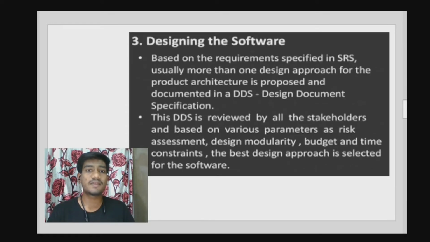Designing the software. Here the prototype is designed based on the requirements specified in the SRS. Usually more than one design approach for the product architecture is proposed and documented in the DDS, Design Document Specification. This DDS is reviewed by all the stakeholders, and based on various parameters such as risk assessment, design modularity, budget and time constraints, the best design approach is selected for the software.